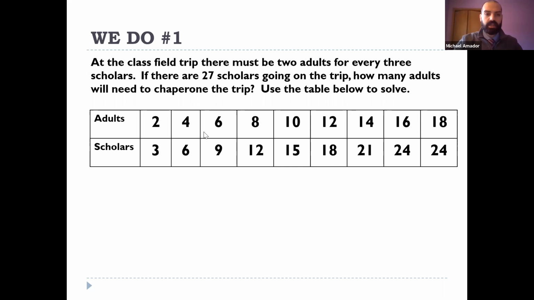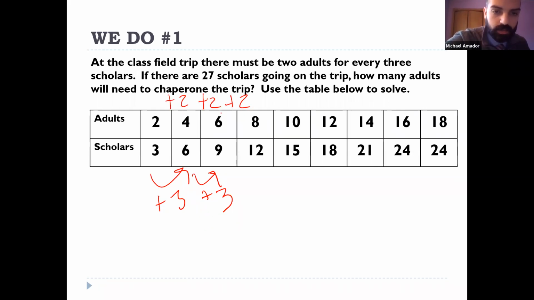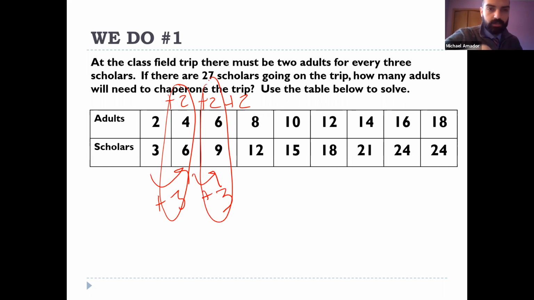So we're also skip counting by adults as well. So we're adding 3 for each of these, plus 3, and we're adding plus 2, plus 2, plus 2. This ratio of 3 and 2 is the same for every one of these steps. So what is our answer? Oh, this one is not correct here. This should not be 24, this should be 27.